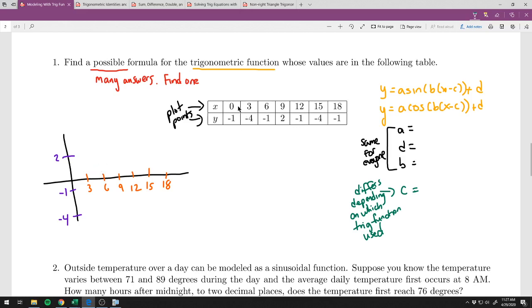All right, but now let's go ahead and plot everything. So when x is 0, y is -1. When x is 3, y goes down to -4. When x is 6, y is back up to -1. When x is 9, y is up to 2. When x is 12, y is back down to, oops, not 0, -1. No, I didn't want to erase that part, but that happened.